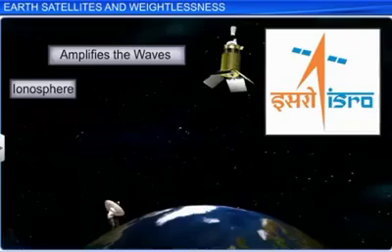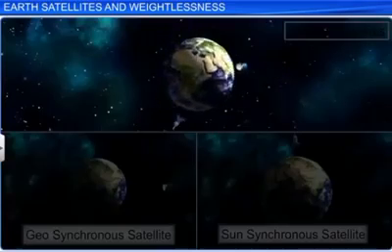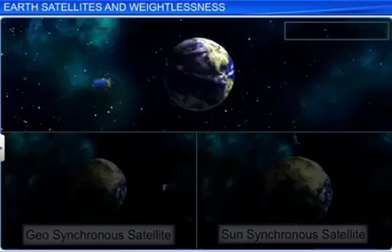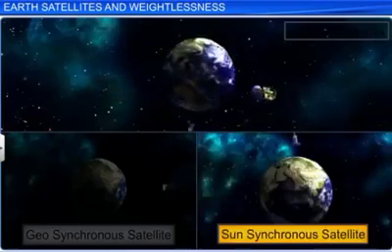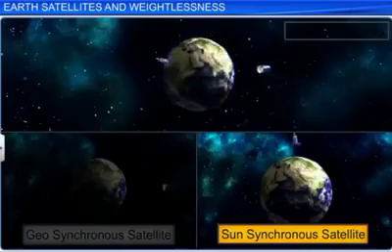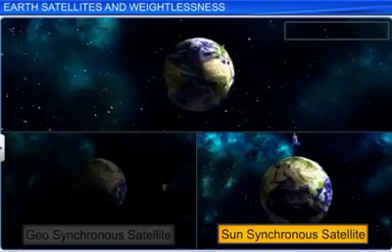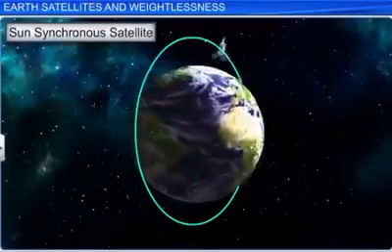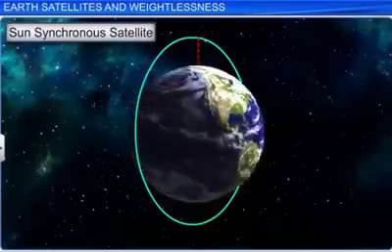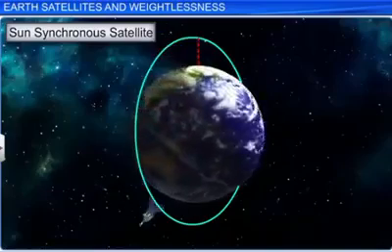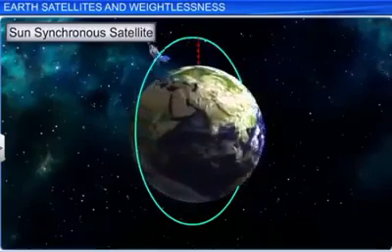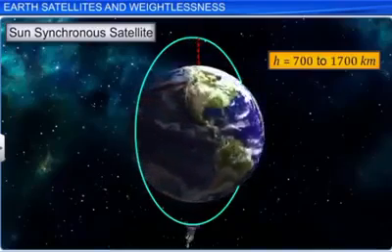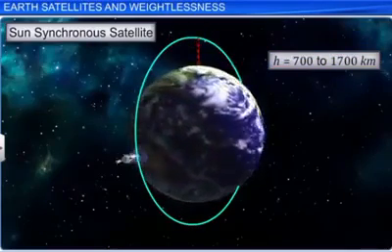Now, you will learn about the second type of artificial satellite, a sun-synchronous satellite, also referred to as a polar satellite. The altitude of a polar satellite is lower than that of a geostationary satellite. That is, in the range of 700 to 1,700 kilometers. Accordingly, the time period of such a satellite is of the order of a few hours.